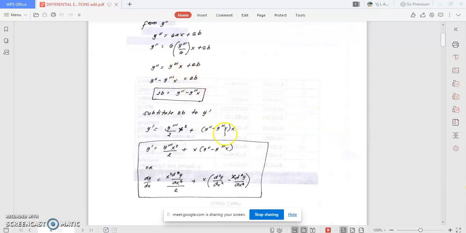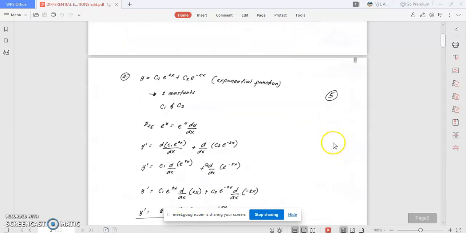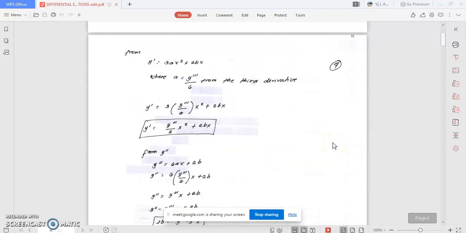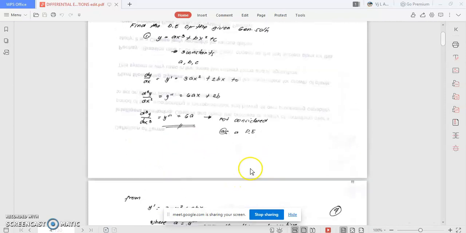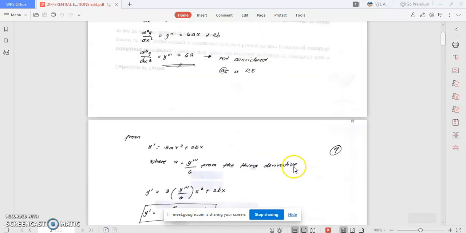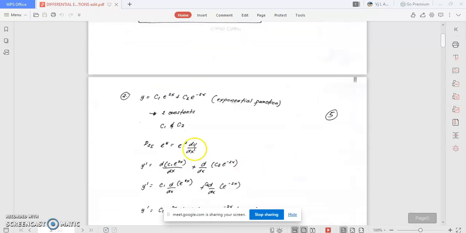So last time we ended up with the elimination of arbitrary constants for the general solution. We are solving to get the differential equation of the given general solution. Last time we had a basic equation. Now we will be solving exponential functions, using the same rule, the same method, the same process.